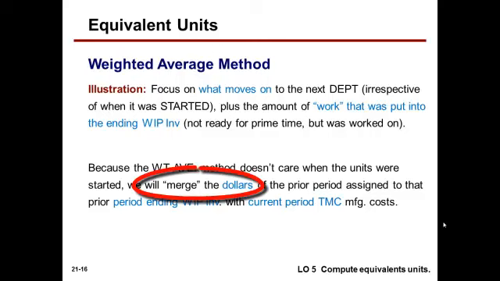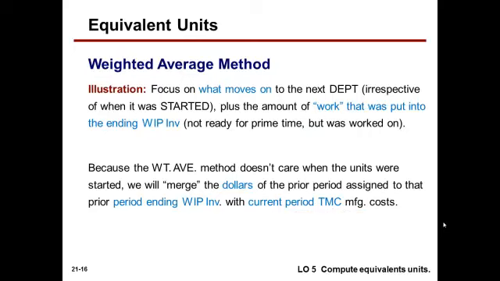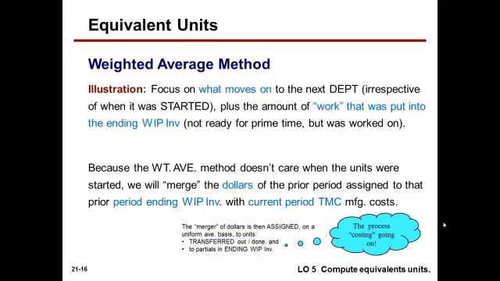Because of that, we will merge the dollars of the prior period assigned to the prior period ending work in process, beginning of the current month, plus the current month TMC, total manufacturing costs. That will form a total pool of dollars that will compute average unit costs. The merger of these dollars is then assigned on a uniform average basis to units fully transferred out and done, and to the partial units in ending work in process at month end. This is the process costing that's going on.